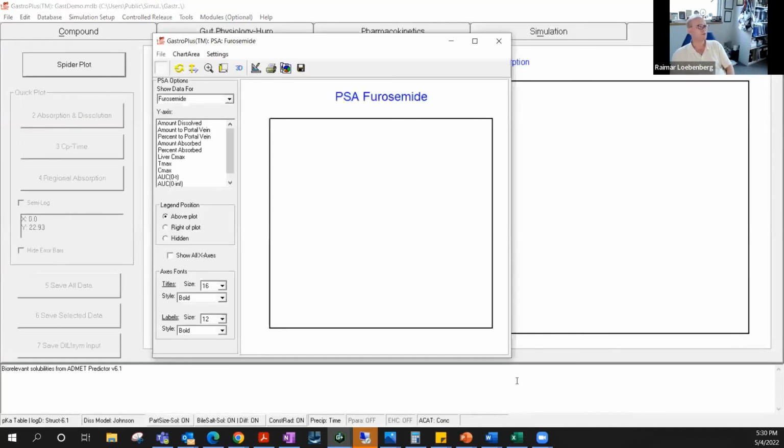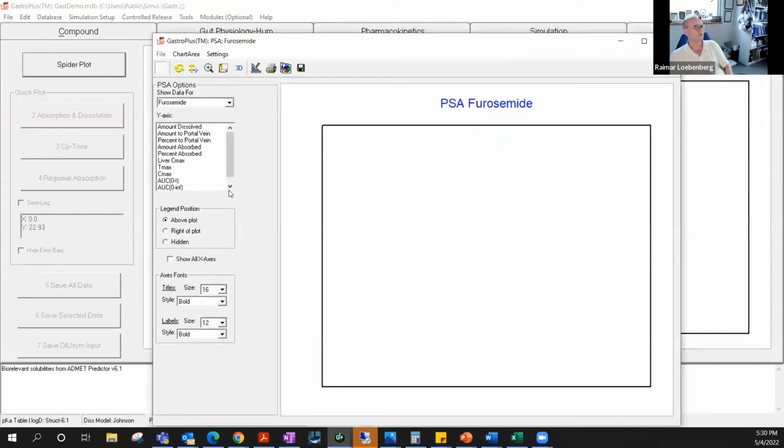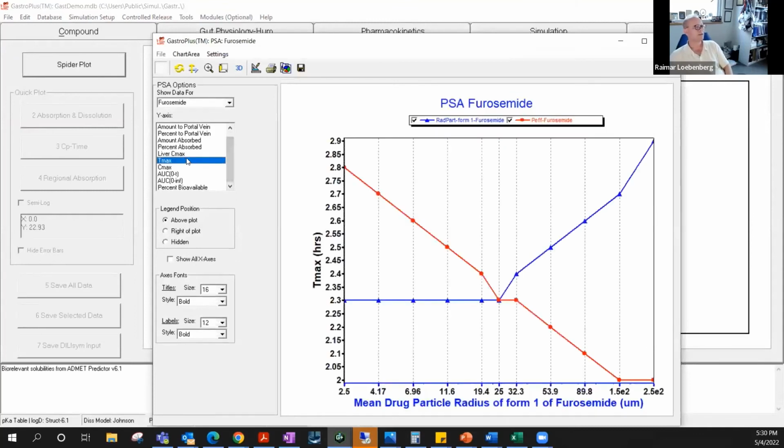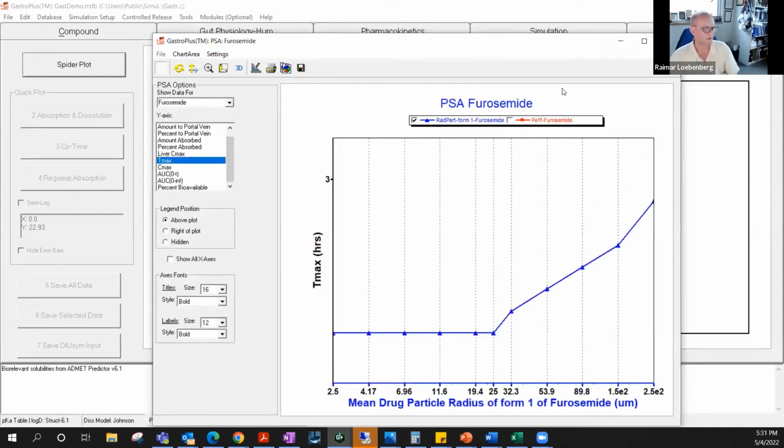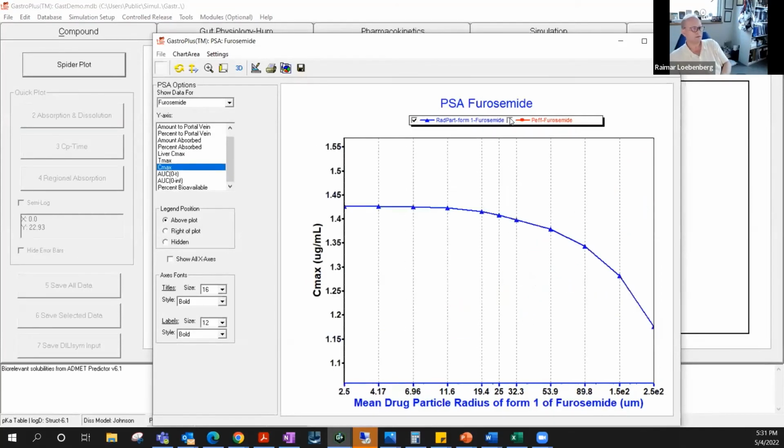Spider plots, and now we can choose again in the spider plots, for example, Tmax and Cmax. Let's see, Tmax would stay quite a while the same, up to 25 microns, and then Tmax would increase. Cmax: here for Cmax again, probably up to around 20-25 microns before the plasma concentration would significantly decrease.